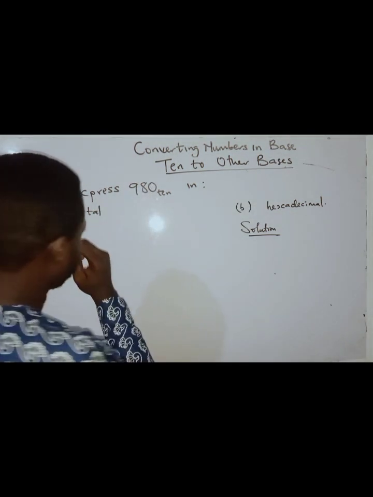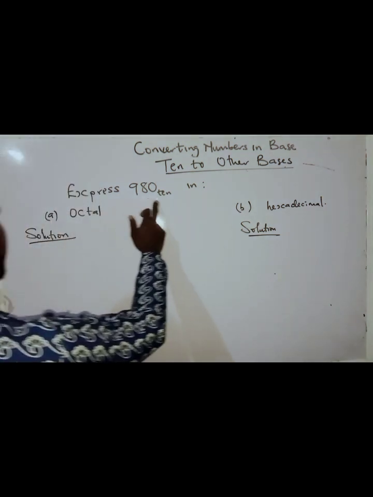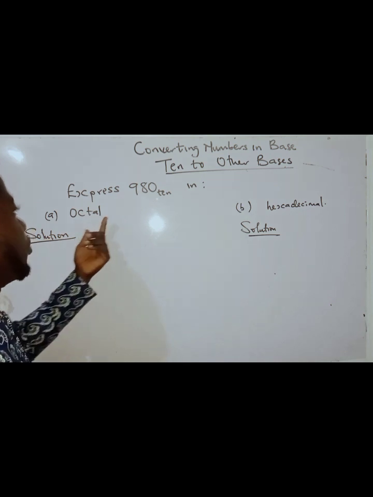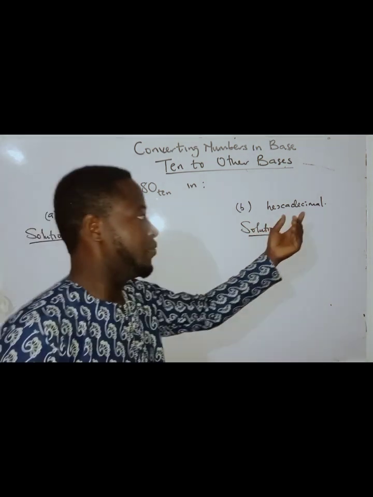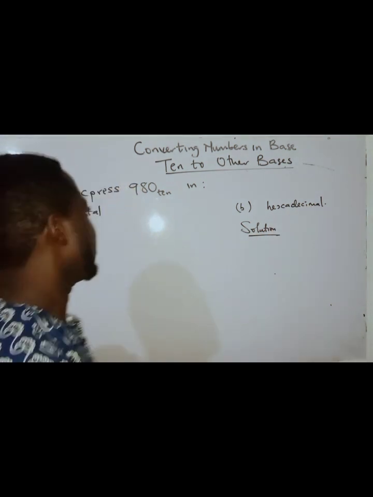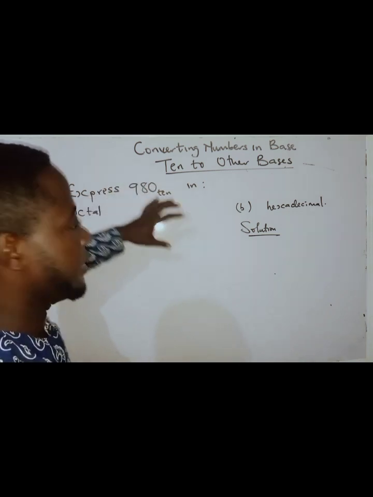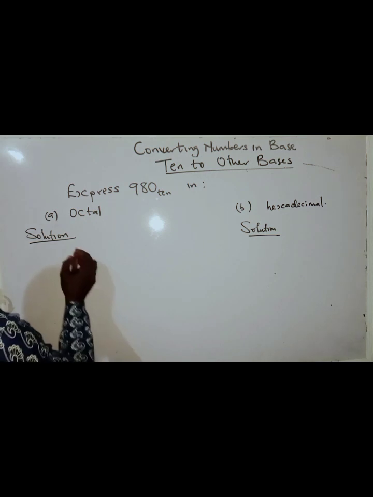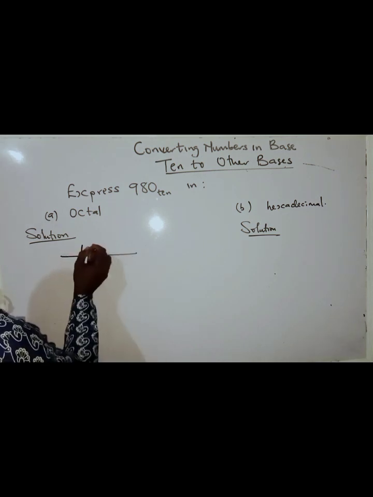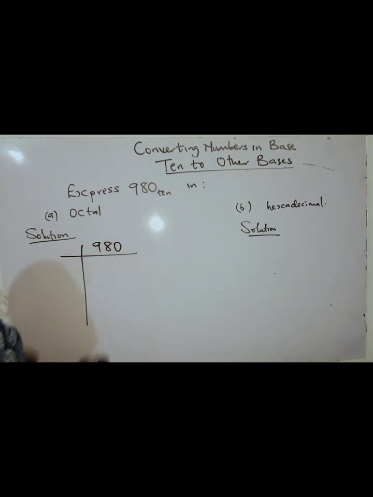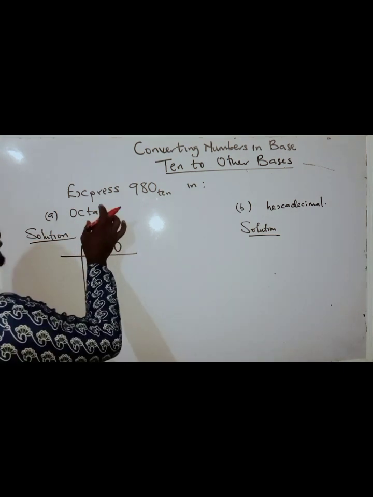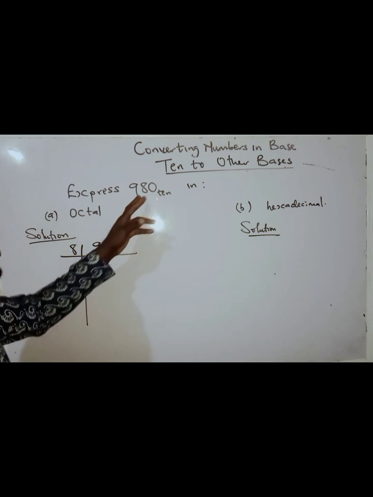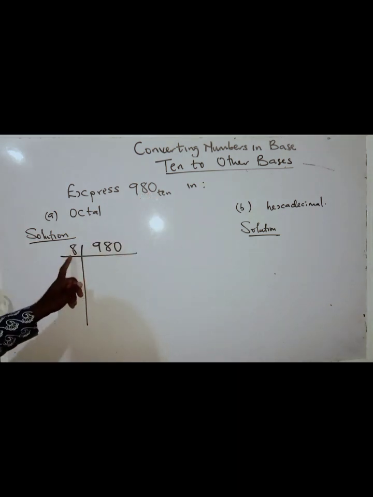So we have an example on the board. The question is express 980 base 10 in octal. So that means we are going to convert this to octal, and also we are going to convert it to hexadecimal. So it's still the same number, 980 base 10. So the first one, converting it to octal. The octal number system simply means base 8. So that means we are converting 980 base 10 to base 8.